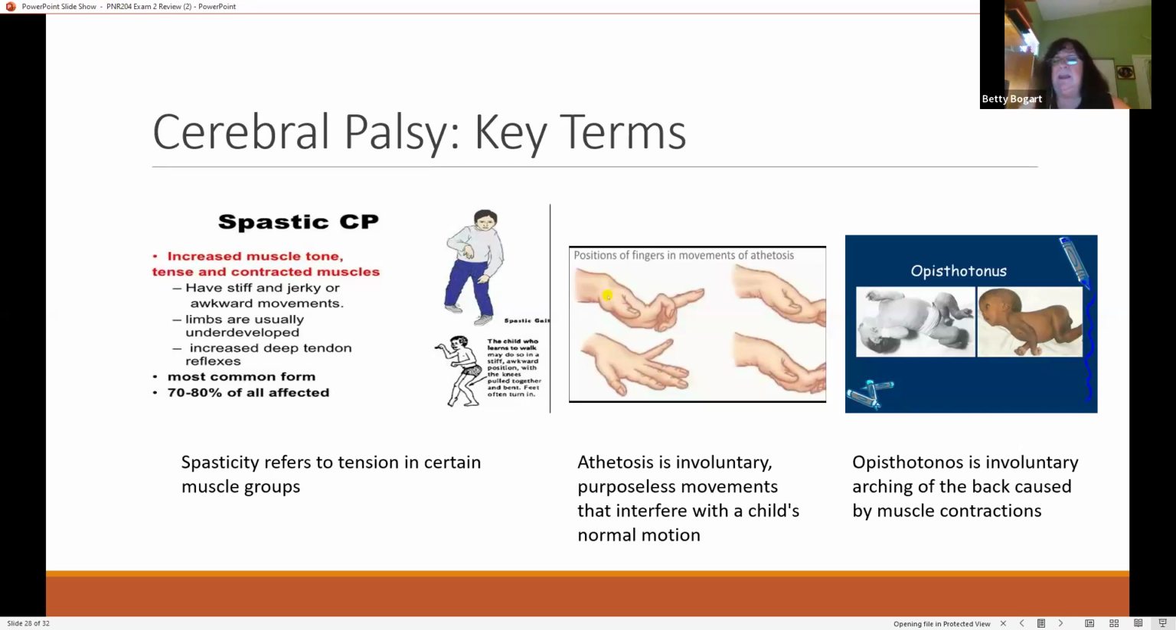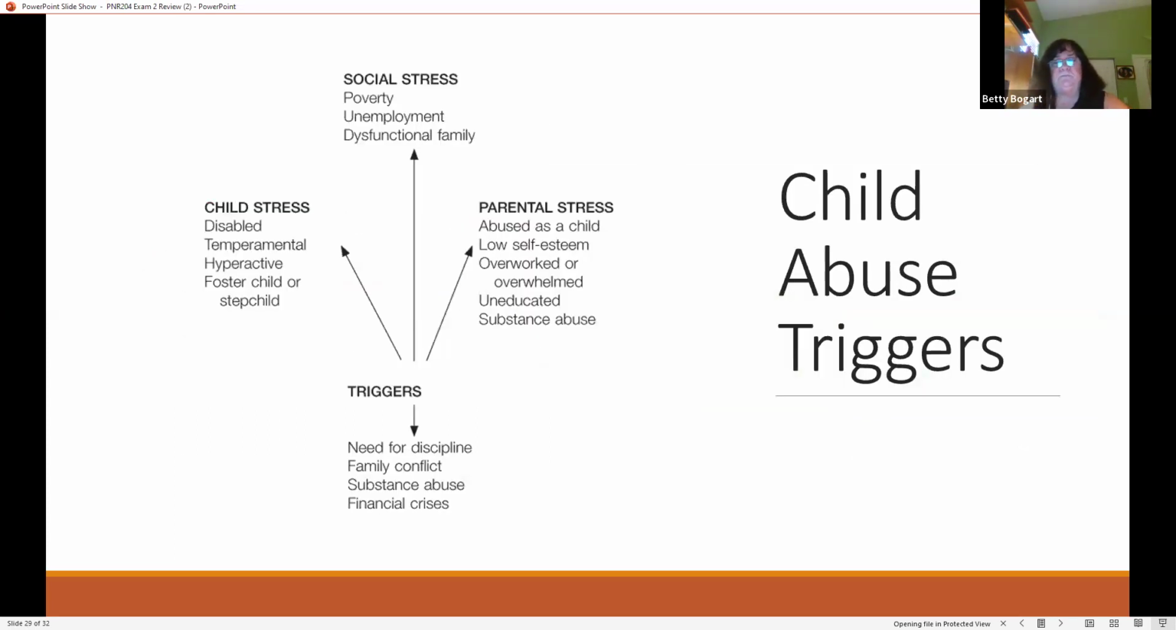Opisthotonos is an involuntary arching of the back. So their back arches, this is the muscle that will spasm. So this is all sort of spasticities that you see in children, okay? So spasticity could be spastic, it could be athetosis, or opisthotonos. It's different things, hands, movements, back, or just different areas.